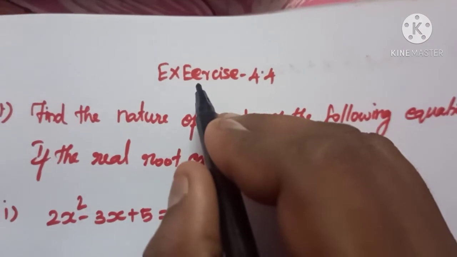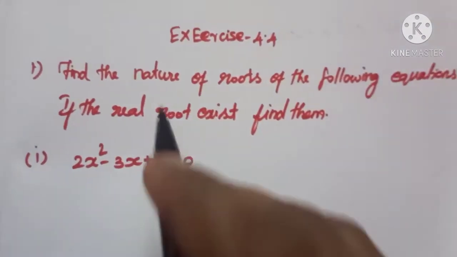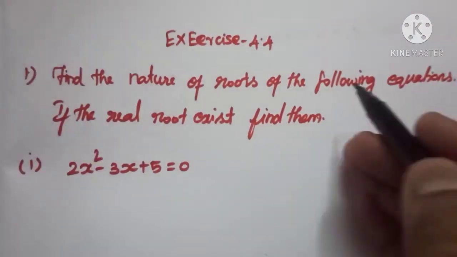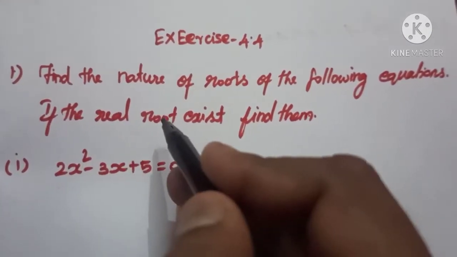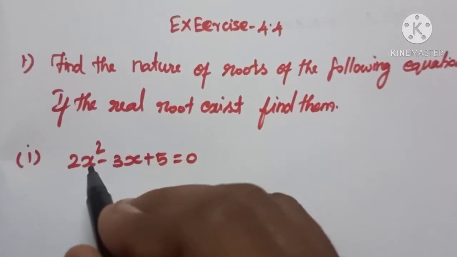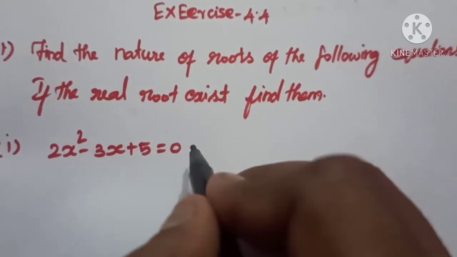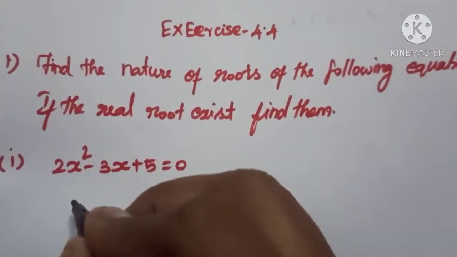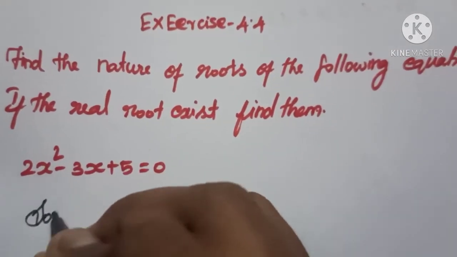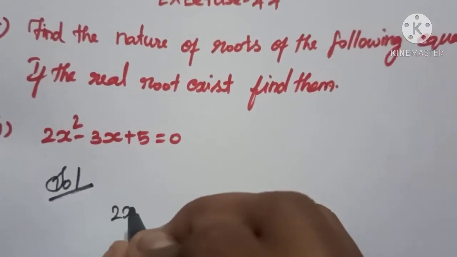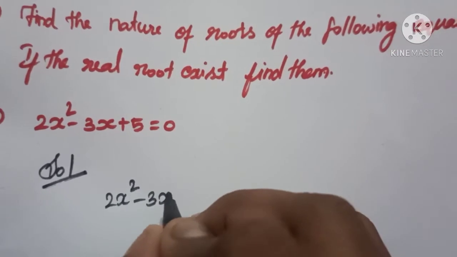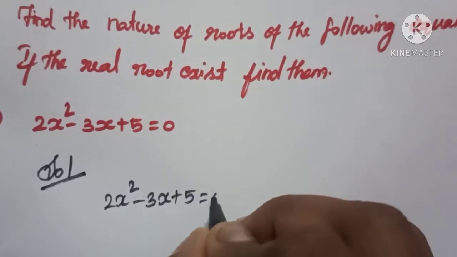Now exercise sum 4.4, first question. Find the nature of the roots of the following equation. If real roots exist, find them. So the solution: 2x square minus 3x plus 5 is equal to 0. So first I have to write the question: 2x square minus 3x plus 5 is equal to 0.